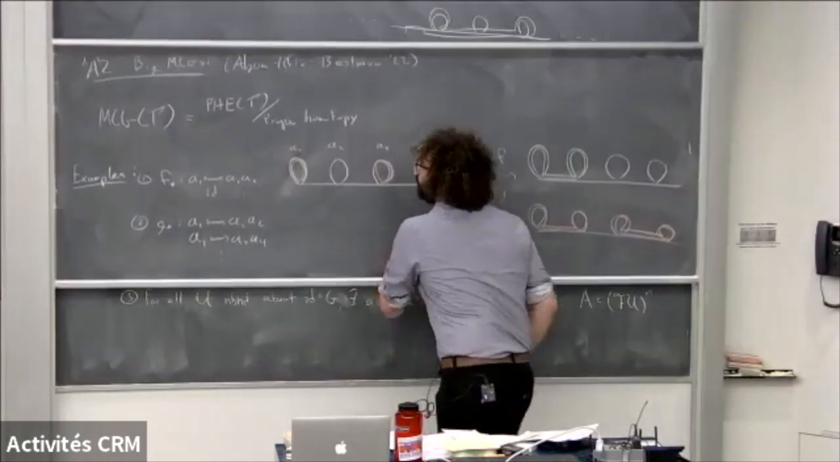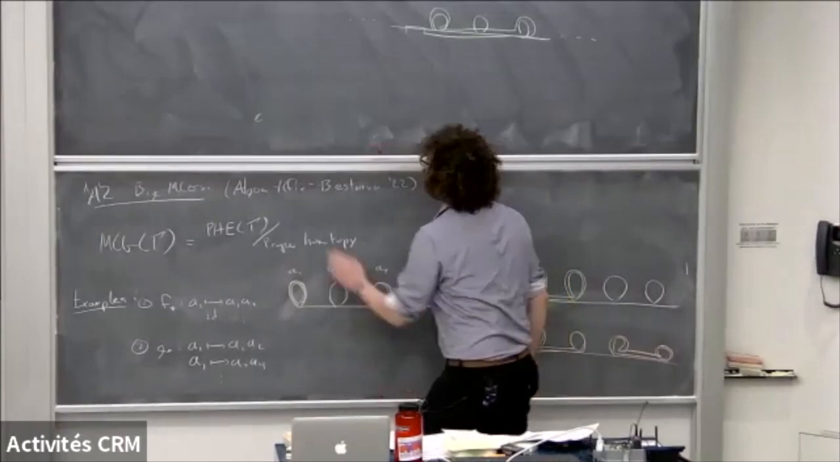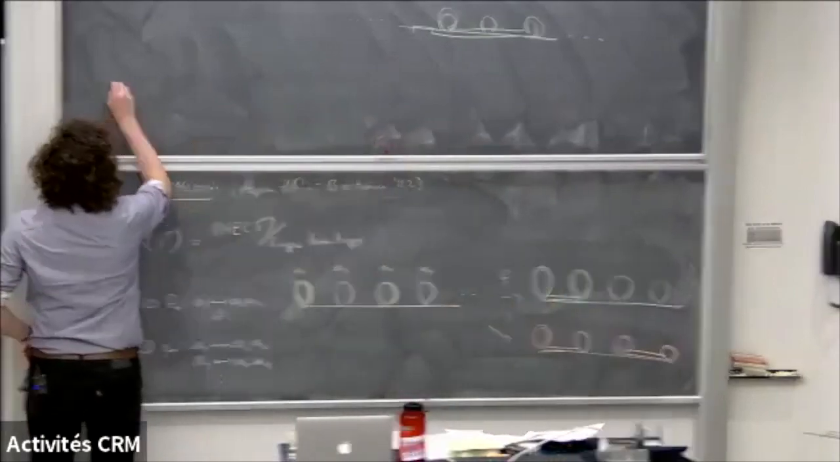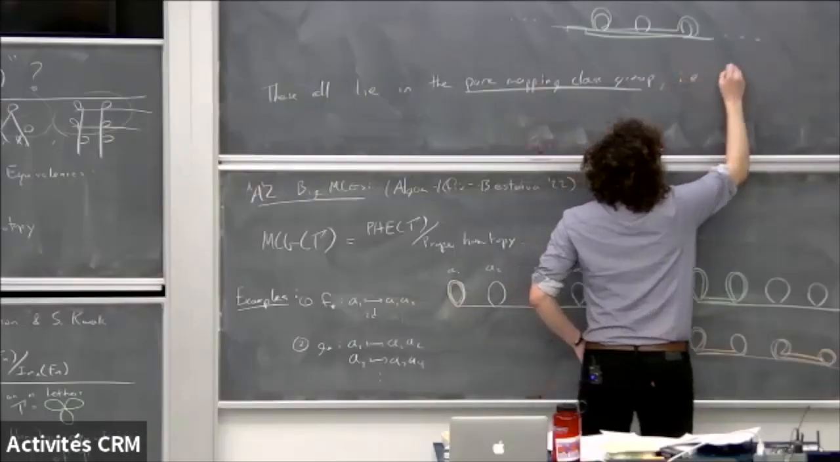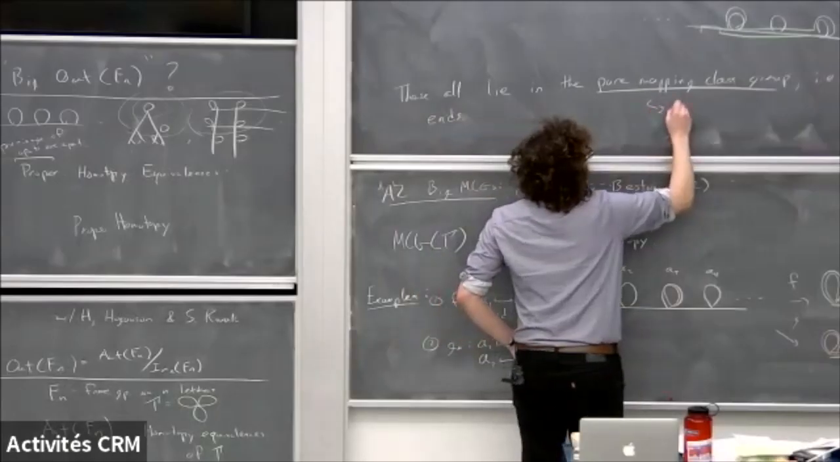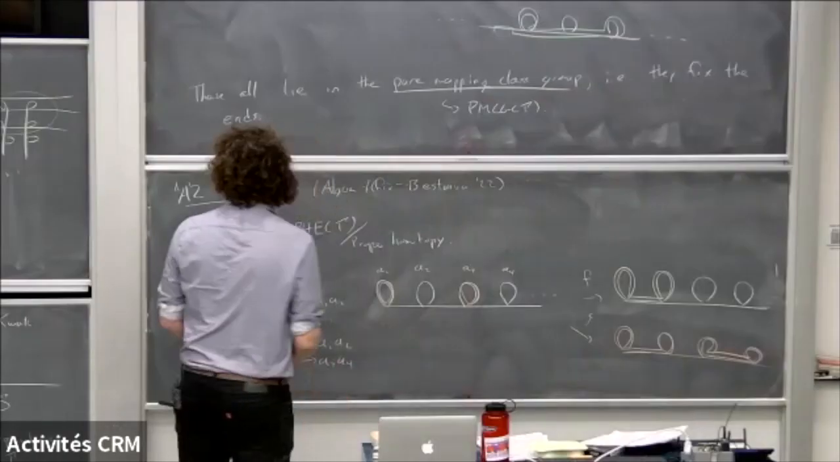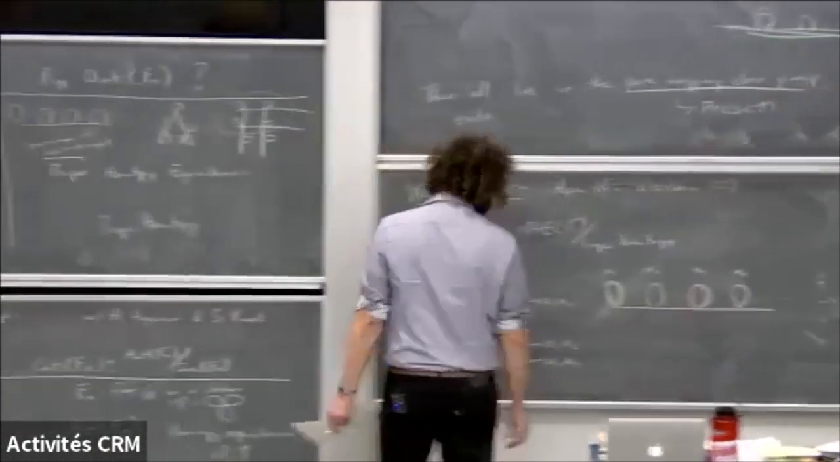And these are all examples that lie in a nice subgroup. So these all lie in the pure mapping class group, i.e. they fix the ends. And I'll refer to this as the pure. Okay, I think I can now erase this over here.